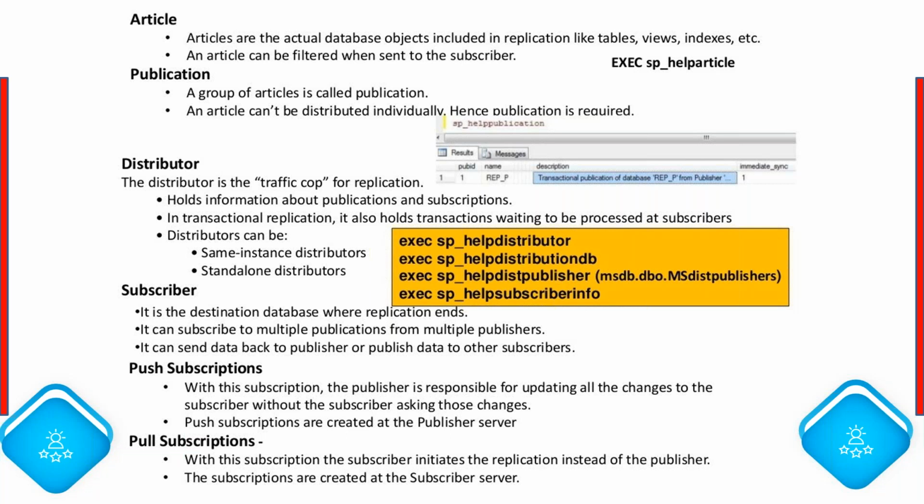Clear. Okay. Now, sir, publisher is nothing but your production servers, where your replication will start. Publisher is the source where replication is starting, where you are going to replicate n number of articles. Make a note, sir. Subscriber is nothing but your destination server, where your replication will end.